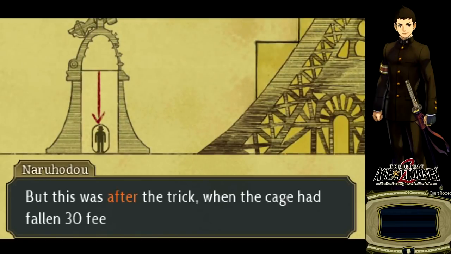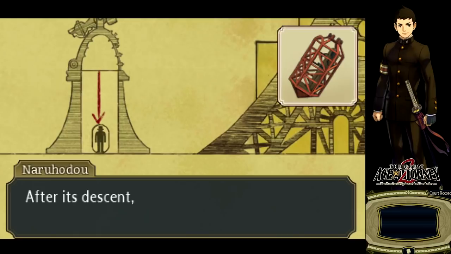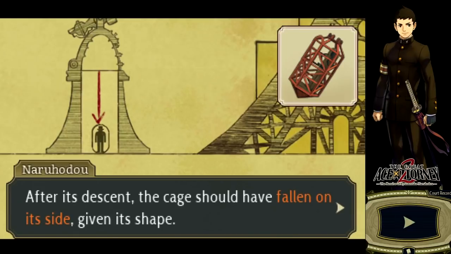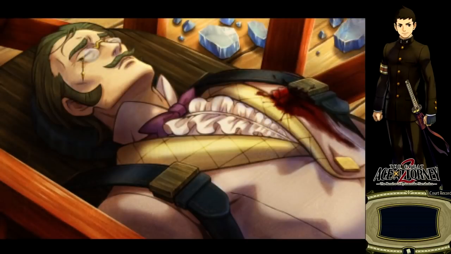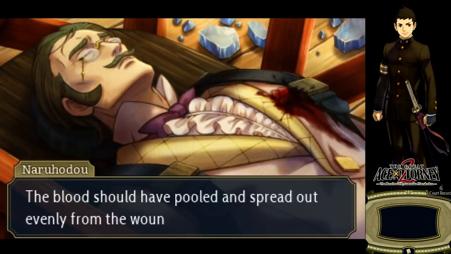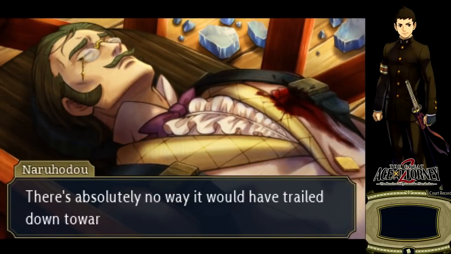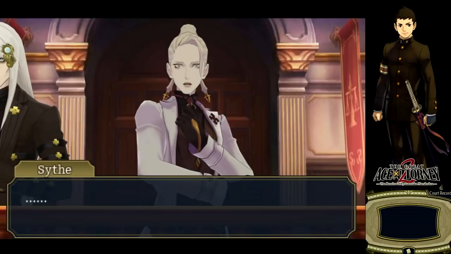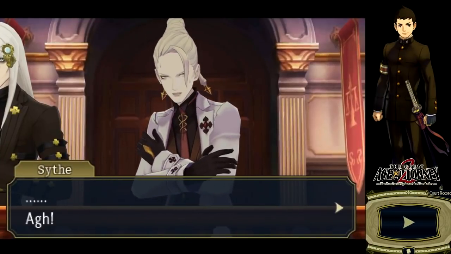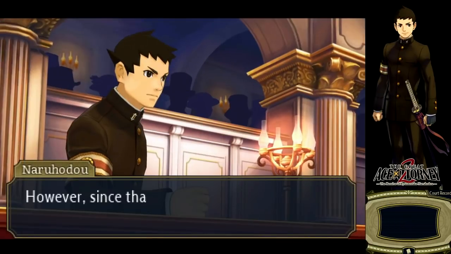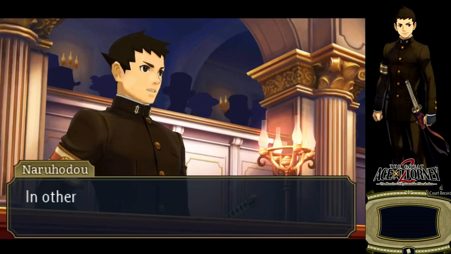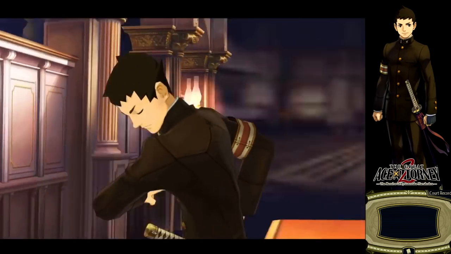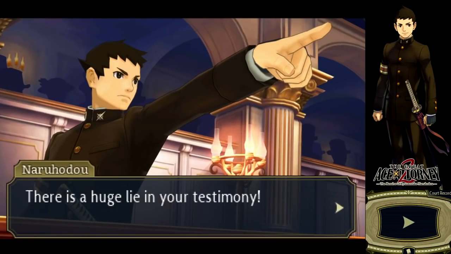But this was after the trick when the cage had fallen 30 feet underneath the stage. After its descent, the cage should have fallen on its side given its shape. Were the victim to be stabbed under these circumstances, the blood should have pooled and spread out evenly from the wound. There's absolutely no way it could have trailed down towards his feet. However, since that's what actually happened, it can only mean that the victim was standing up when you stabbed him. In other words, Dr. Sithe, he was alive. This is a huge lie in your testimony.